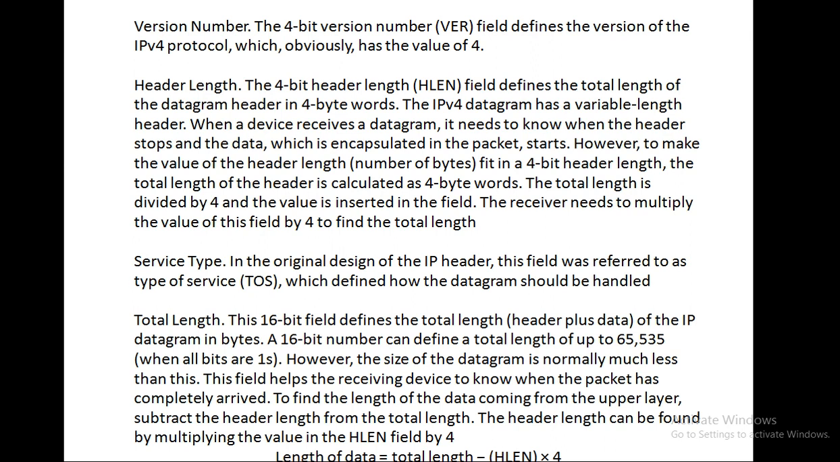If you want only the length of the data, I don't want to know the total length of the datagram. If you want to know only the length of the data, then the formula is: length of the data is equal to total length minus header length multiplied by 4, which we have explained in the previous case. The receiver will come to know the length of the data by using this formula, that is total length minus header length multiplied by 4. As I explained, at the transmitter side the header length will be divided by 4, at the receiver side it will be multiplied by 4.